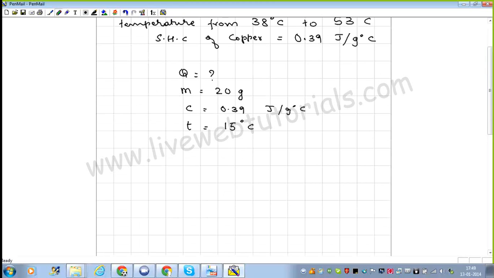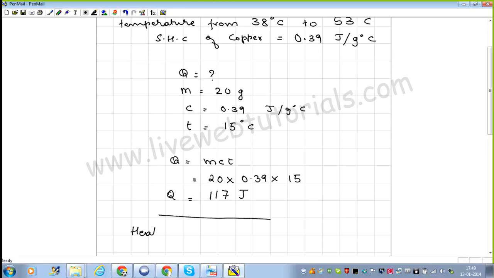So directly you can use the formula Q is equal to mcT. Mass over here is 20. Specific heat capacity is 0.39 multiplied by 15. The unit is only joules, because it's Q, that's quantity of heat. Now in the same sum, you also find out the heat capacity.